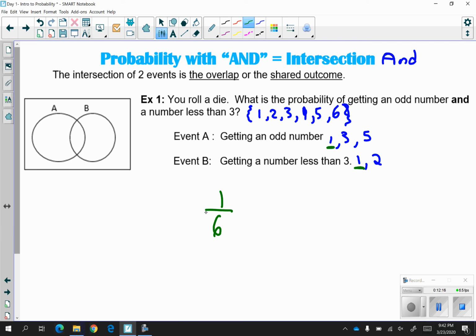So if you were to draw that out visually on a Venn diagram, you would have the numbers that can happen in A are getting an odd number, so A is odd. We have 3, 5, and remember 1 happens in both of them, so that goes in the middle. Then on the outside for B, your options are 2, because 2 is less than the number 3. Your options on the outside of both of them would be 4 and 6.